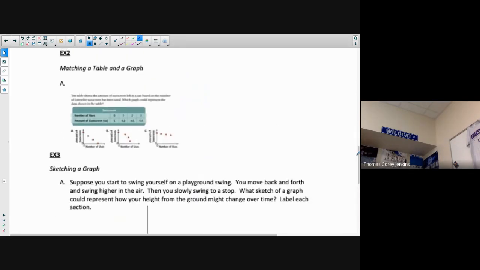All right, so now matching a table and a graph. This one is really difficult to see. Let's see if I can make that any bigger. I can't, unfortunately. You may want to pull out the notes for this one. I'll try to read it. It says the table shows the amount. Basically, I can't really read that, so we're just gonna talk about how to match this table to its graph.